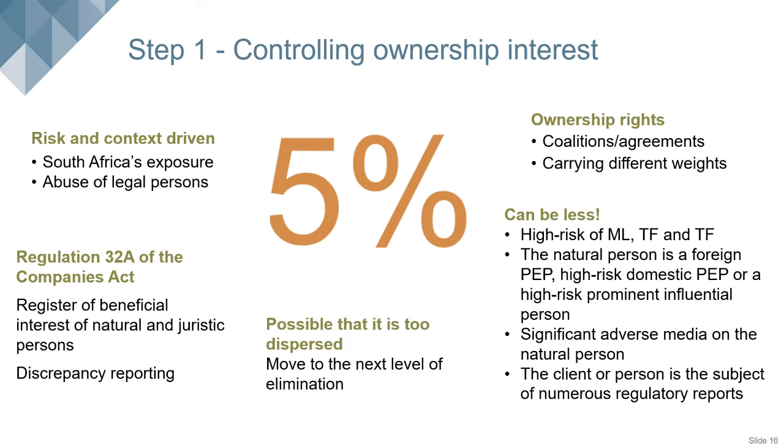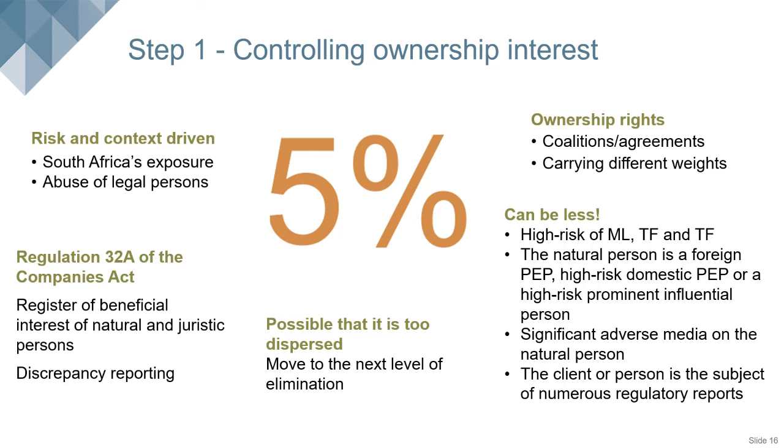So where did we get the 5% from? It was driven by South Africa's exposure and the trends of abuse that have been noted of legal persons. So remember in the very first slide when I took you through the FATF recommendations, one of the main objectives or one of the main drivers is to prevent abuse of legal persons. So bringing into play the 5% threshold, we have noted, is low enough and sufficient to prevent abuse of legal persons. It also brings it in line with Regulation 32A of the Companies Act, which is another piece of legislation that was amended by the General Laws Amendment Act, and which brings into play the Register of Beneficial Interest of Natural and Juristic Persons and discrepancy reporting.